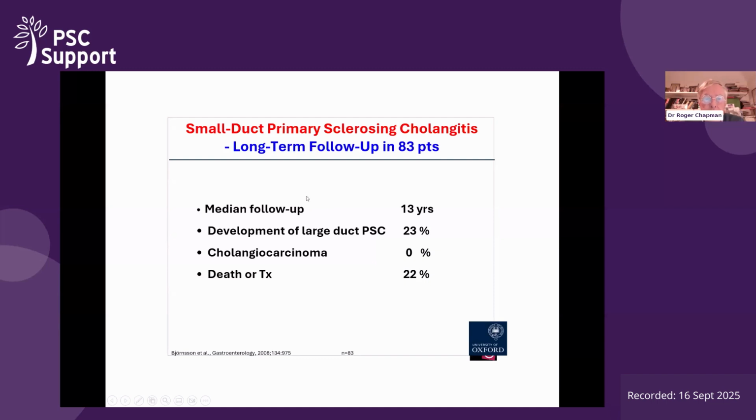So we looked at the follow-up of these patients. This was, I think, quite an important paper we did. We Scandinavians and ourselves, in Oslo and Sweden, looked at all our patients with small duct disease. And we noted for the first time that the patients went on over a period of about 13 years. About a quarter of them went on to develop large duct PSC, but 75% of them didn't, and they stayed well. None of the patients had cholangiocarcinoma in that group, and the risk of going to liver transplantation was much reduced, and that was only in the patients who developed large duct PSC.